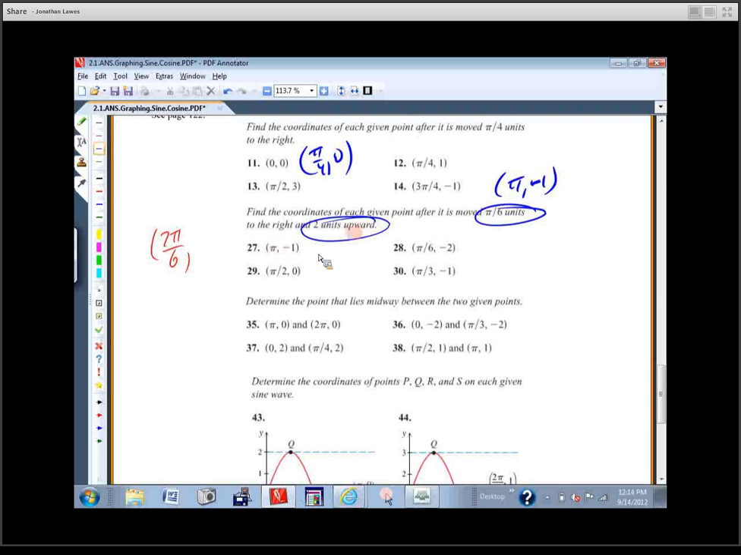If I move this up 2, if I'm at negative 1 and I add 2, this is going to be 7 pi 6, comma 1. That's the answer to that problem right there. Okay? Would you do this one? Do number 30, please.